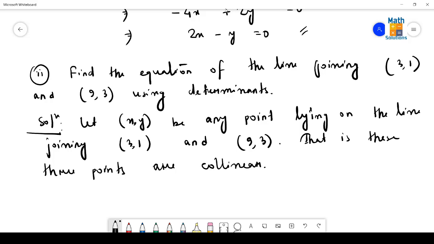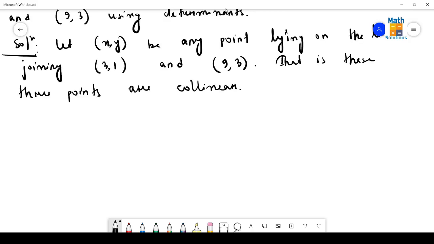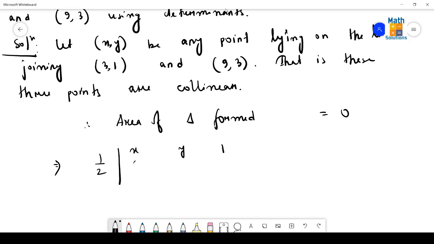Therefore, area of the triangle formed is equal to 0. So we can put here half, and the points will be like this: x, y, 1, then 3, 1, 1, then 9, 3, 1. The result will be 0.